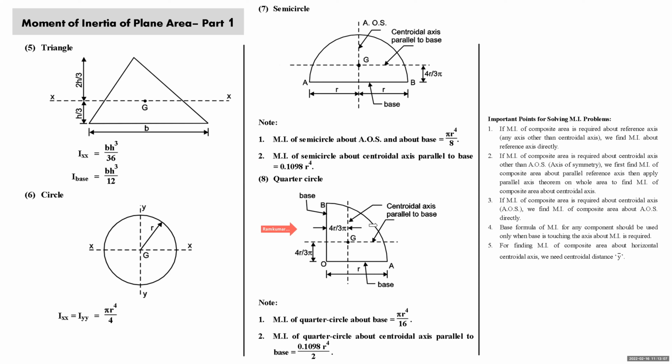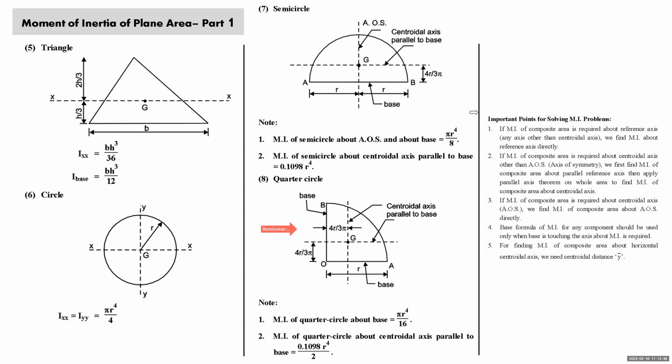Then we come to quarter circle. In case of the quarter circle, moment of inertia of the quarter circle about base OA and OB is same. What is that? It is πr⁴/16, 1/4 of what is for the circle. So moment of inertia of the quarter circle about each base is 1/4 of the circle, πr⁴/16. Then moment of inertia of the quarter circle about centroidal axis parallel to base is half of what we got for semicircle, half of 0.1098 r⁴. So 0.0549 r⁴.